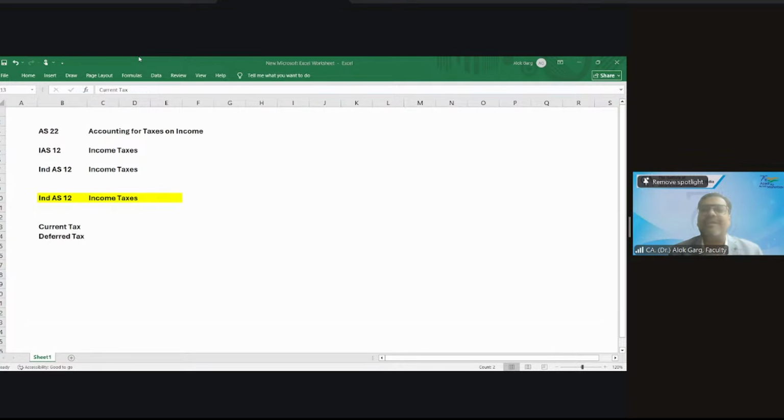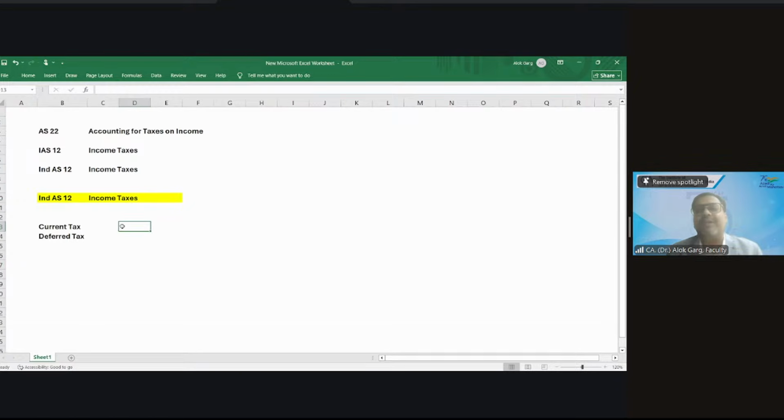What is meant by current tax and what is meant by deferred tax? Current tax, as the name suggests, means tax which has to be paid currently. Whatever you are assessing in your financial year, previous year, that is going to be paid in the form of advance tax or self-assessment tax. So current tax means a tax which is payable to the government as per the income tax provisions. And what is meant by deferred tax? The tax which is going to be deferred is known as deferred tax, right?